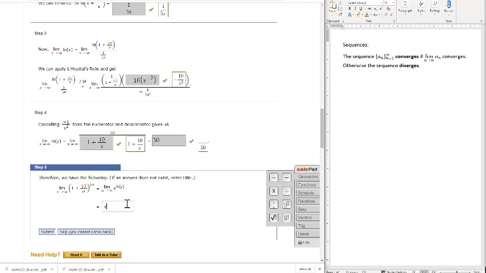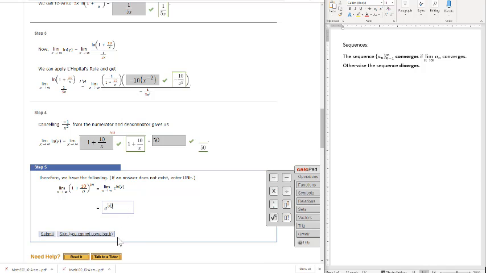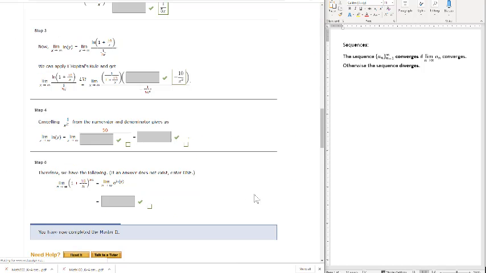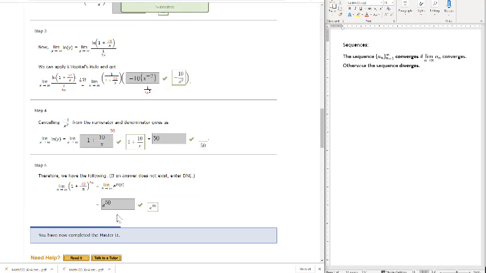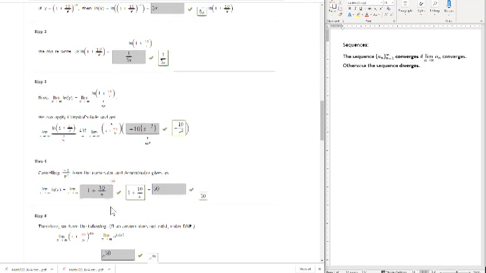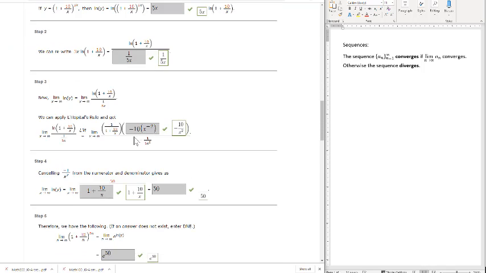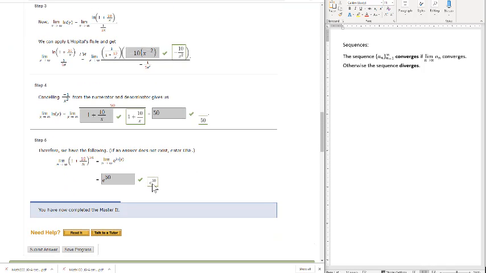So our final step, if you remember back from Calc 1, when we were doing L'Hopital's rule, if you take the ln of both sides, you have to undo the ln by raising it as a power of e. And so we have our final answer: the sequence a(n) converges, and it converges to e to the 50th power. Okay, I hope that helps.